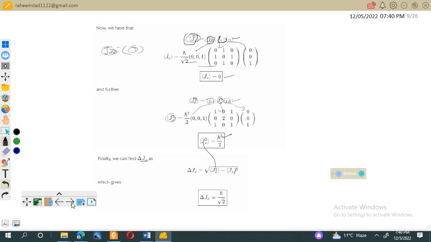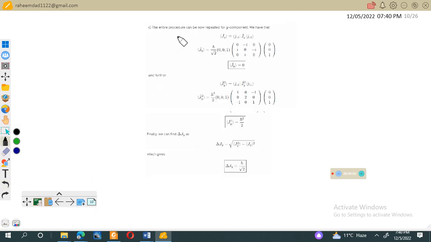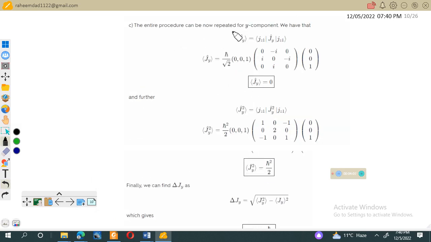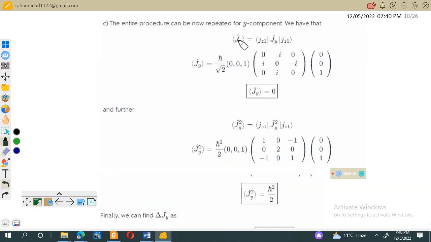So for the last part, the entire procedure can now be repeated for the y component. In this case, the Jy average value is equal to bra Jz, Jy, ket Jz. We will sandwich now Jy between the two state eigenvectors as we did for the corresponding eigenvalues. So Jz, the same Jy, and Jz. So you multiply this, it will give 0. So the average value of Jy in this eigenvector is 0.